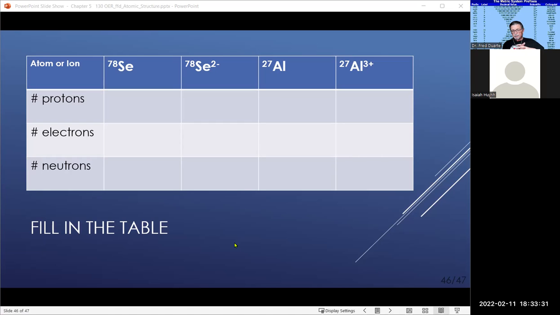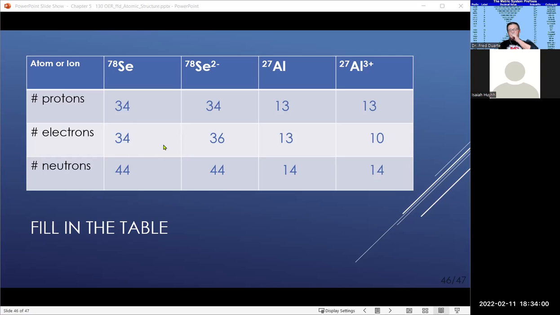Remember that the number on the far upper left is the mass number. Taking that number and subtracting the atomic number gives you the number of neutrons. So for Se-78, it has 34 protons, 34 electrons, and 44 neutrons. Notice 34 plus 44 equals 78.